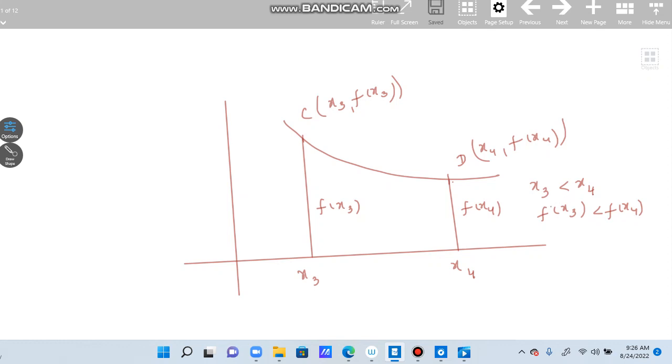So, we have to understand that in case of a decreasing function, the inequality will not be maintained, whereas in the case of an increasing function, the inequality will be maintained.